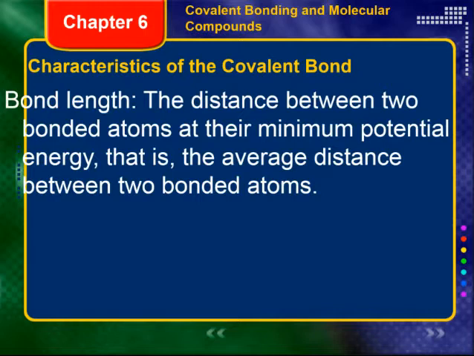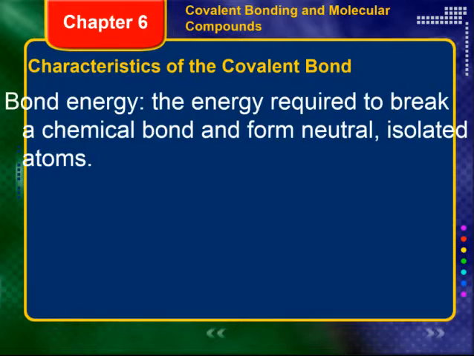Now, let's continue to look at a covalent bond. An important aspect of covalent bond is the bond length. Remember, we want to be able to relate bond length and potential energy. So, bond length is the distance between two bonded atoms at their minimum potential energy. That is the average distance between two bonded atoms, because nature always supports low energy arrangements. So these two atoms are going to find themselves at a distance in which the potential energy is at a minimum. Why? Because nature favors low energy constructions.